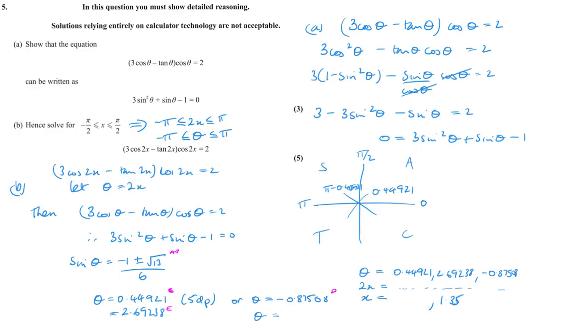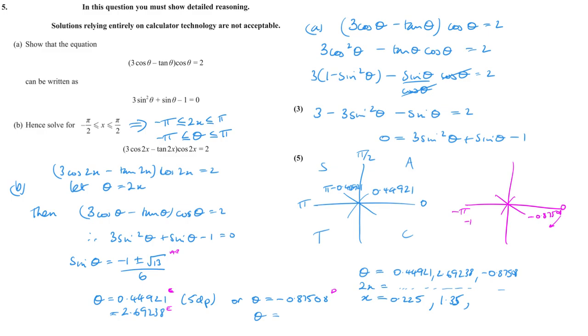0.4491 divided by 2 is 0.224, so it's just 0.22. Or actually, I'll do these to 3 significant figures because that's kind of standard. Now let's deal with the negative ones. Do that over here in pink. So between 0 and going in this direction to minus pi, we've got minus 0.87508.